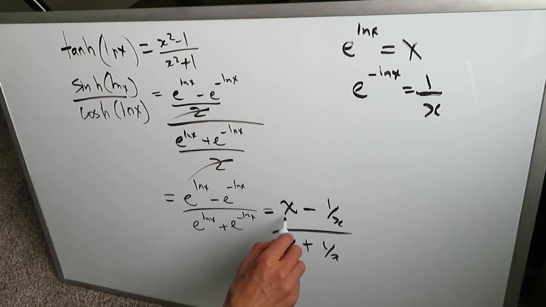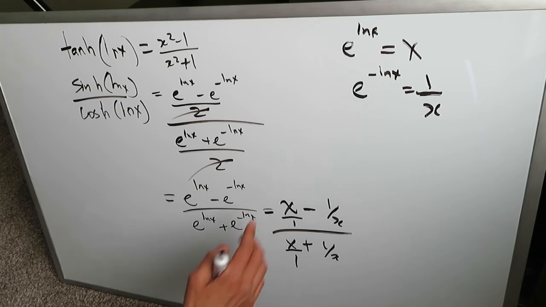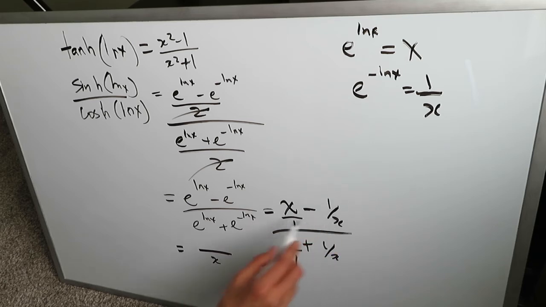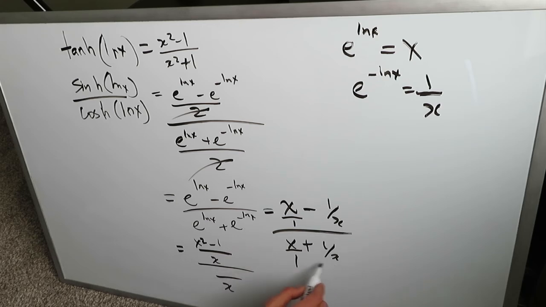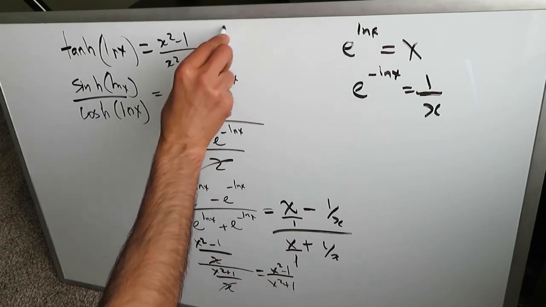Now it's just a matter of simple fraction algebra to get this answer here. On the top we have a denominator of x. 1 goes in x times, so you have x squared minus 1. On the bottom you have a denominator again of x, right? 1 goes in x times, you get x squared plus 1. Cancel out these x's, what do you get? X squared minus 1 over x squared plus 1. And our answer is shown.